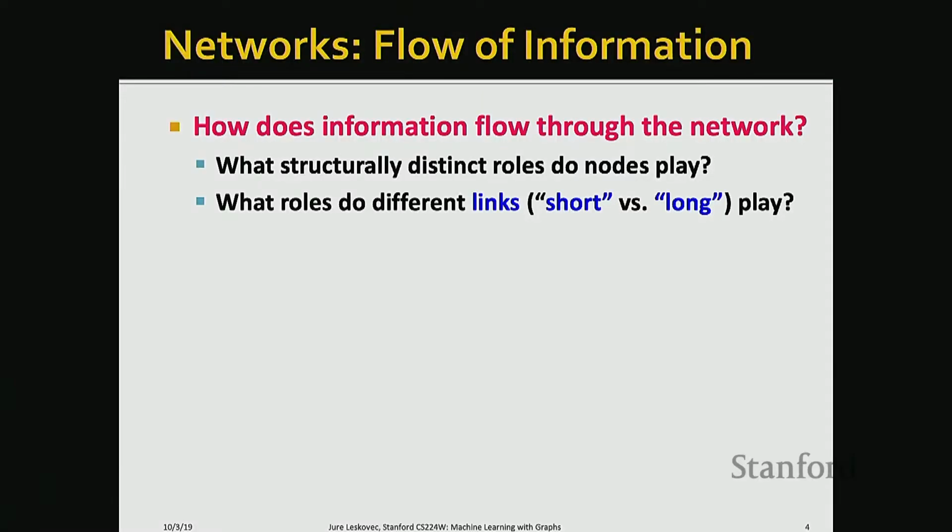The story starts with the question: how does information flow through networks? And what kind of distinct roles do nodes play in the flow of information through these networks? In particular, we will be asking about the role of different types of links or edges in our networks that allow for the flow of information.